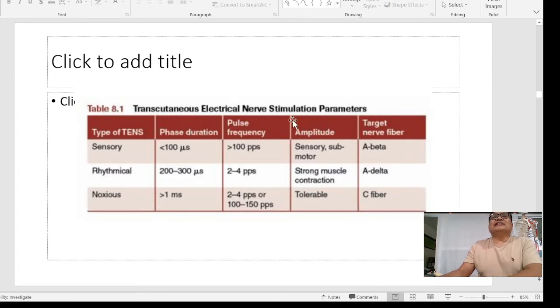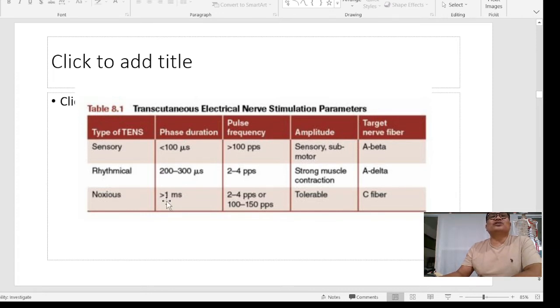So, transcutaneous electrical nerve stimulation parameters. So, what are these? We have sensory, type of tense. Ana ni siya ang iyang frequency of phase duration. So, taas. The frequency niya is more than 100 pulse per second. So, submotor ang ihang amplitude. Sensory lang, A beta. Ang imong rhythmical, 2 to 4 pulse per second. It produces a strong muscle contraction because of this one. No? Ang iyang phase duration is 200 to 300 microseconds. So, ang iyang na-target na fiber is A delta.